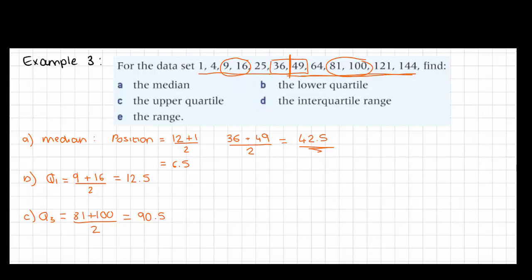Now we have those values, we can work out our interquartile range, which remember is quartile 3 minus quartile 1, which would be 90.5 minus 12.5, which is 78. And then our range is the maximum value minus the minimum, which will be 144 minus 1, which is 143. So that's how you work out all these values by hand. You can also do it with the calculator, which I will show you very soon.